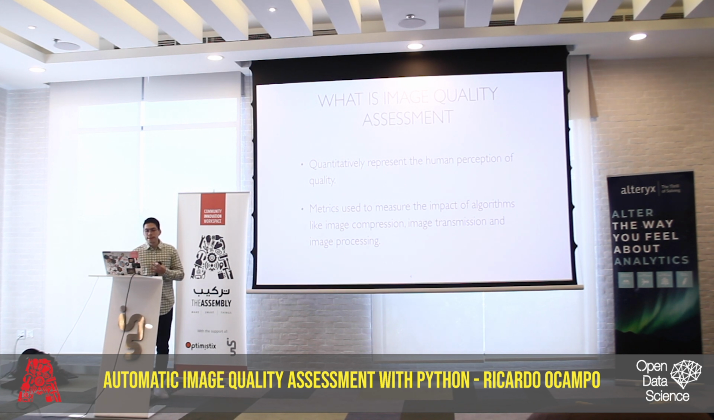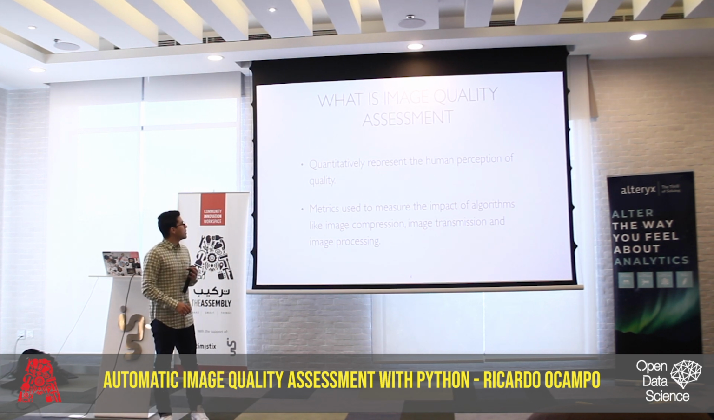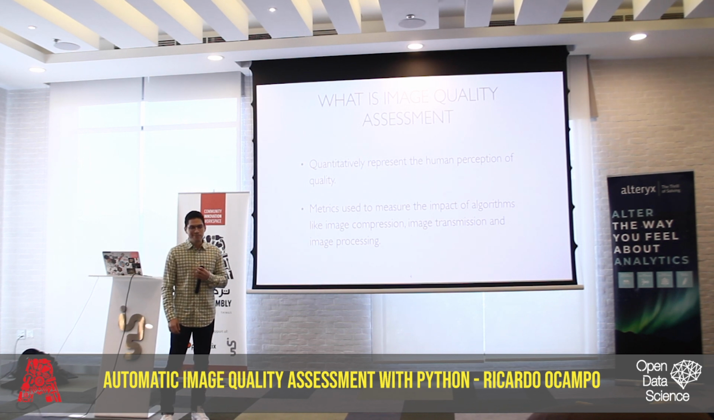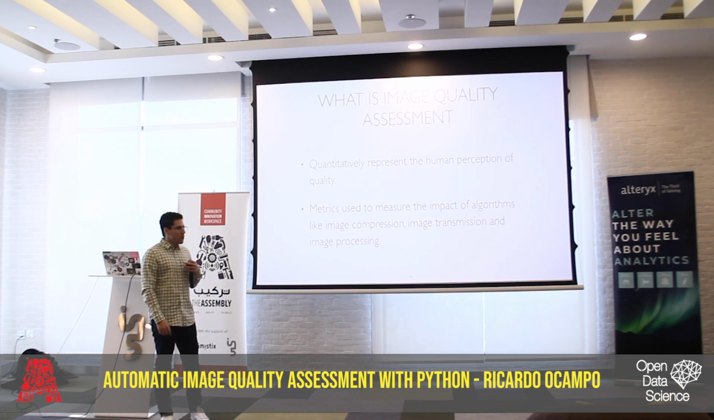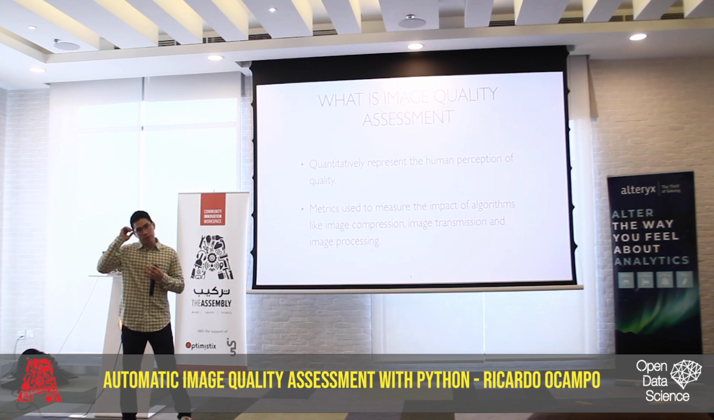So as I said, what is image quality assessment? The fancy definition is to quantitatively represent the human perception of quality in images. That's good. I just described it with the image before, but this is like a definition. And why is it important? Because these metrics can be used to measure the impact of quality on several other kinds of algorithms like compression, image transmission, or image processing.